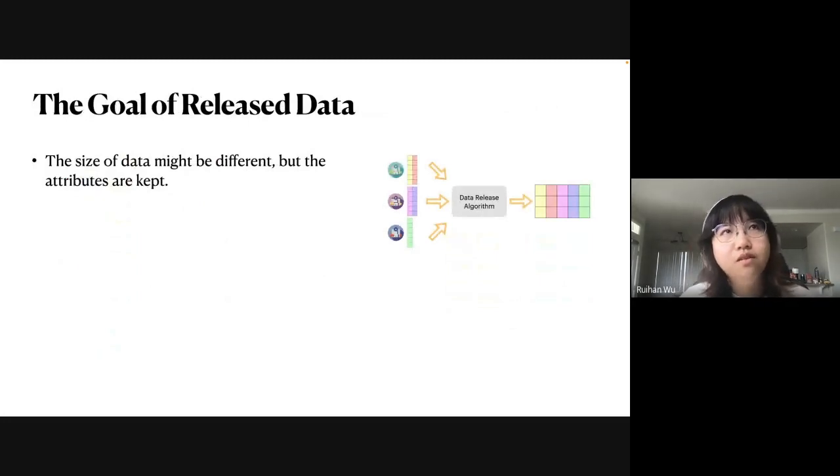So for the goal of release data, the size of the release data might be different. It could be fewer than the original, but the attributes should all be kept since we know the semantic meaning of those attributes, and we want to study the relations between those variables.